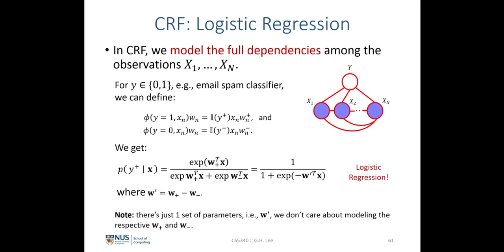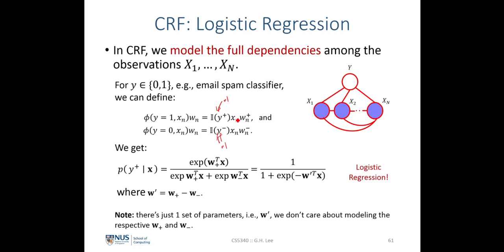Now, for the email spam classifier that we mentioned in the previous lecture, we denote y to be a binary random variable which can take a state of 0 and 1. So here we can define the feature vector, the product of the feature vector with the weight, to equal an indicator function of y equals 1. In this case, y plus means that this is going to be equal to 1. And similarly, if y equals 0, that means that the email is not a spam, then we will use the indicator function to represent y minus. It's also equal to 1 when the email is not a spam.